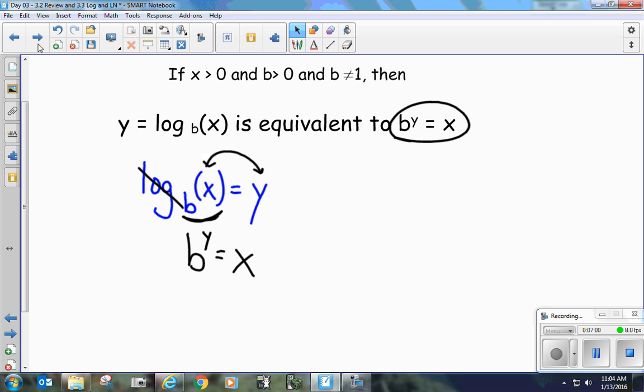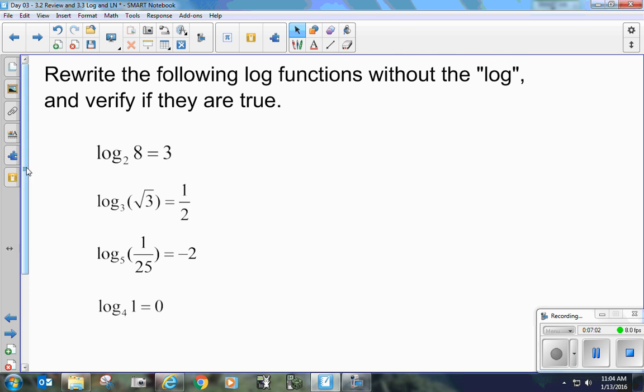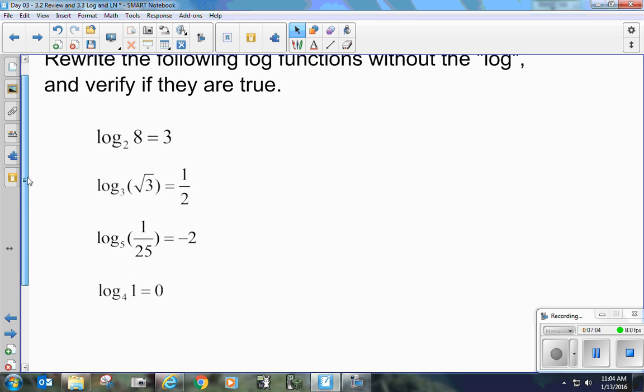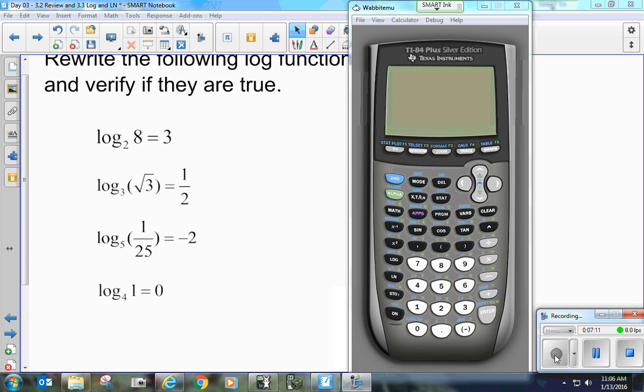Okay, hold on. You see these next 4 problems? All I want you to do is rewrite them. You're not solving, just rewrite them without the log. I'll give you about a minute. Alright, so what is this first one going to be? 2 cubed equals 8. That's right, because all we do is switch these two and drop the log. And 2 cubed is 8, right? So it makes sense that log base 2 of 8 would give you a 3.